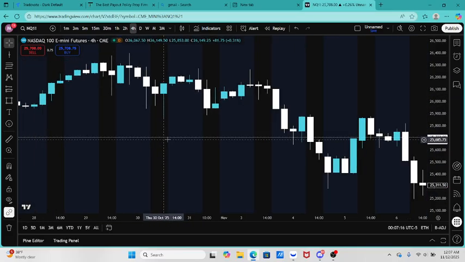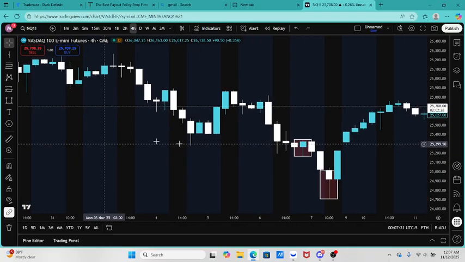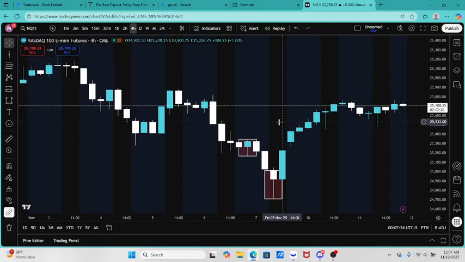Does that make sense? So you understand fair value gaps, order blocks, and swing highs, or do you need me to explain them a little bit more? I'm very green here, so the more explanation, the better for me. Okay, got you.